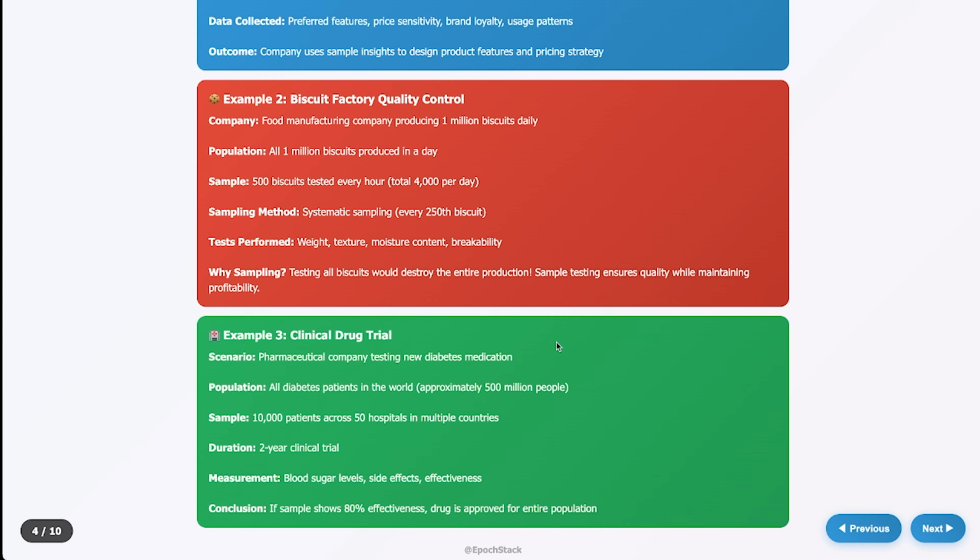After selecting those patients, they collect different parameters from the patients, that is blood sugar levels, glucose level and so on. Based on those parameters collected they observe the side effects and effectiveness in the patients. If 80% of the patients in the selected sample show effectiveness, that means the drug is approved for the entire population. So you can understand how sample data is used to get insights about the population.